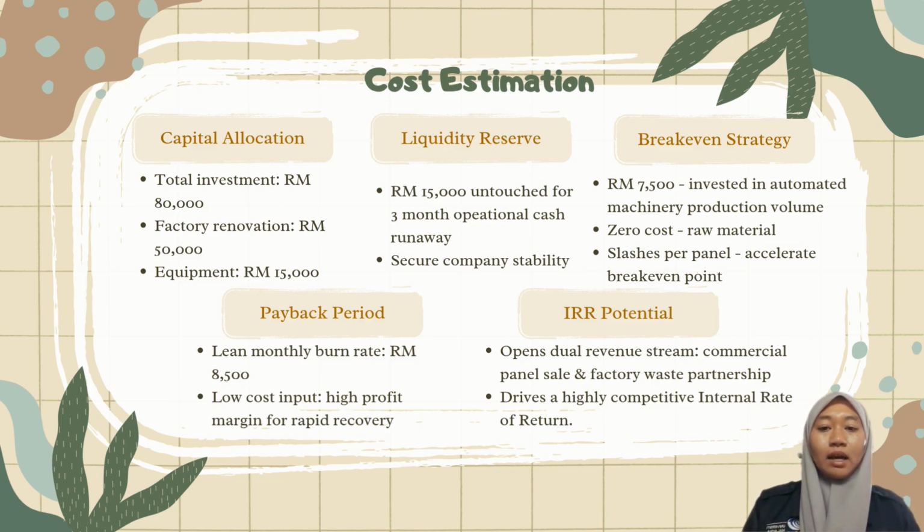Next is our break-even strategy. Our monthly labor cost is about 6,000 ringgit. To maximize this, we are investing 7,500 ringgit into automated machinery. This automation allows our same labor team to produce 3 times more panels. Since our main raw material is fly ash, there is a zero cost manufacturing waste. This produces a higher volume and drastically lowers our cost per panel. This pushes our break-even point much closer.